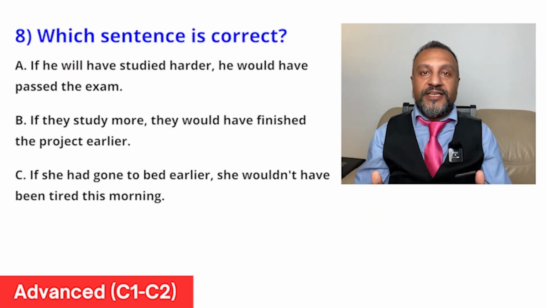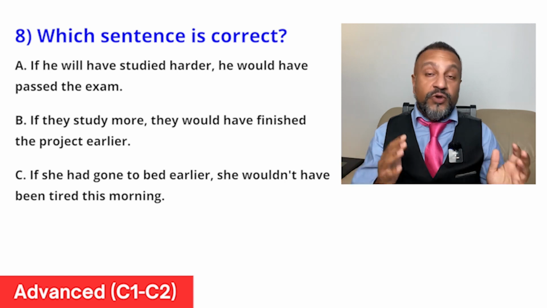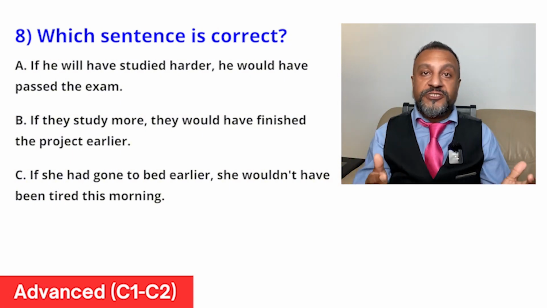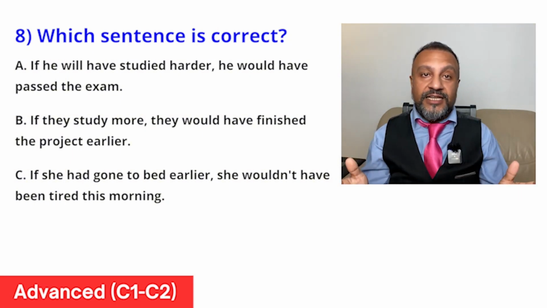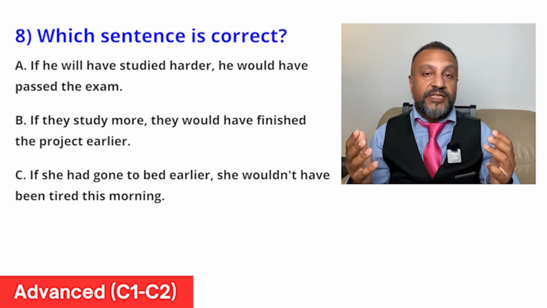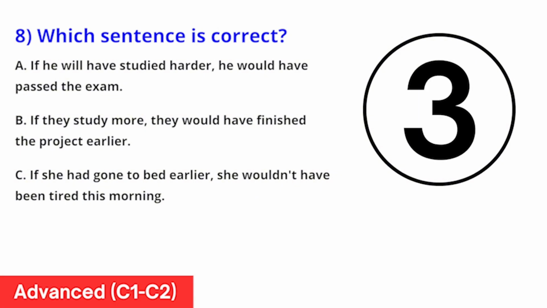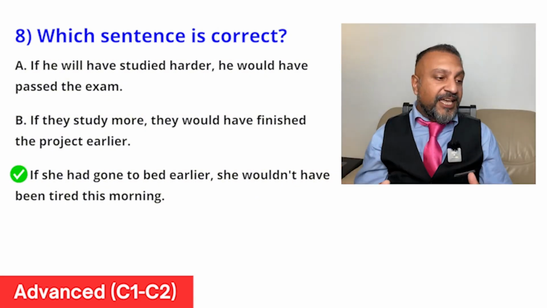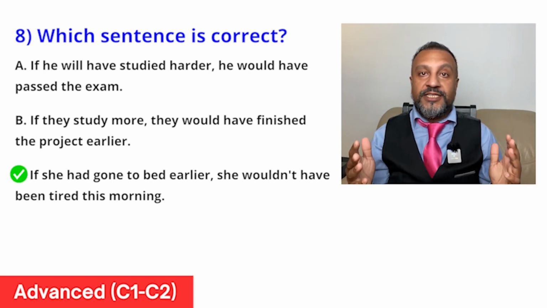Which is the correct sentence? If he will have studied harder, he would have passed the exam. If they study more, they would have finished the project earlier. If she had gone to bed earlier, she wouldn't have been tired this morning. The answer is, if she had gone to bed earlier, she wouldn't have been tired this morning.